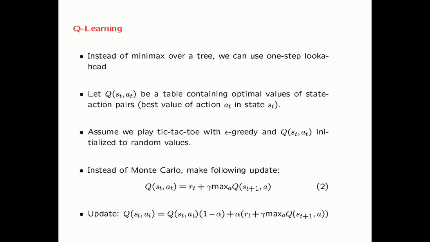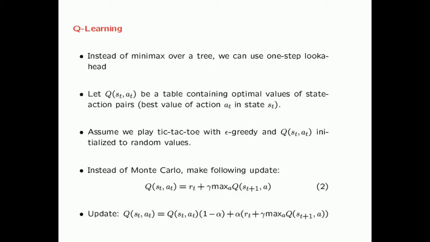And what you do is that for the value of Q(s_t, a_t), you play tic-tac-toe with epsilon greedy. Now, let's say that you initialize Q(s_t, a_t) to random values. And at each move again, you play with epsilon. You're doing Monte Carlo simulation just like we did in the previous case. But the difference is that after each move, you make an update. You don't wait till the end of the game.